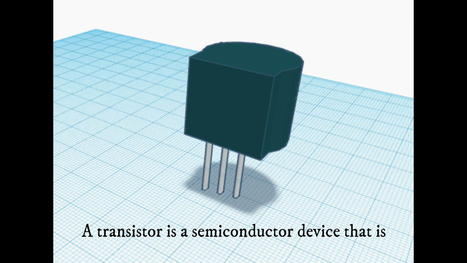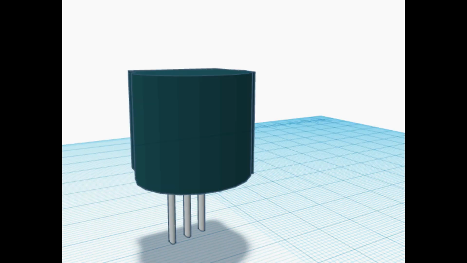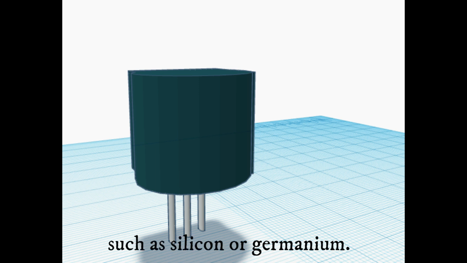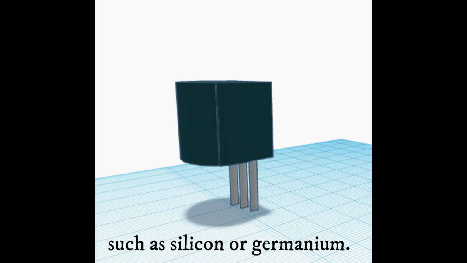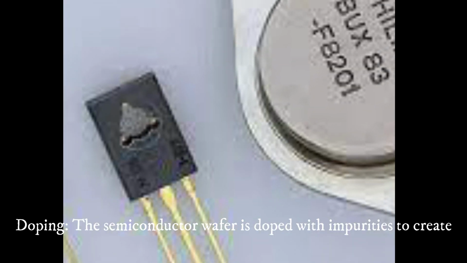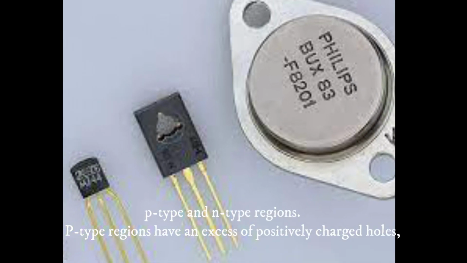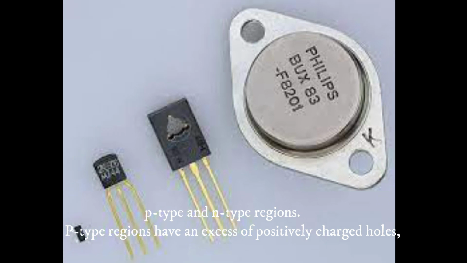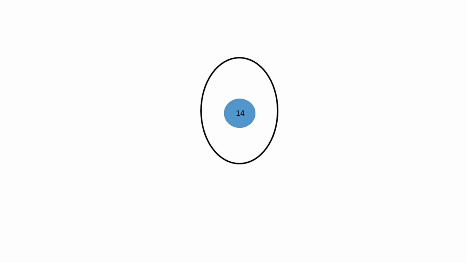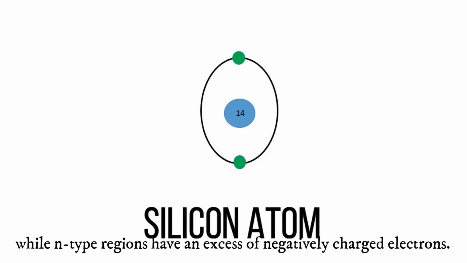A transistor is a semiconductor device that is made by doping a semiconductor material, such as silicon or germanium. Doping: the semiconductor wafer is doped with impurities to create p-type and n-type regions. P-type regions have an excess of positively charged holes, while n-type regions have an excess of negatively charged electrons.